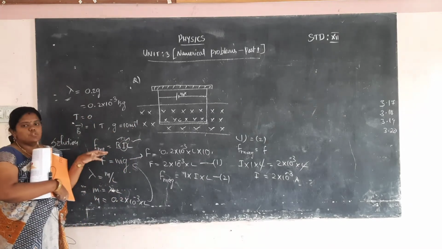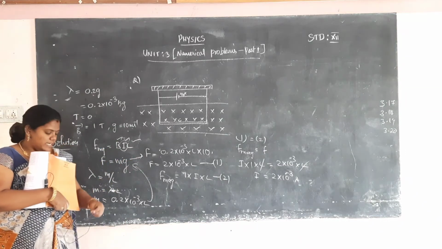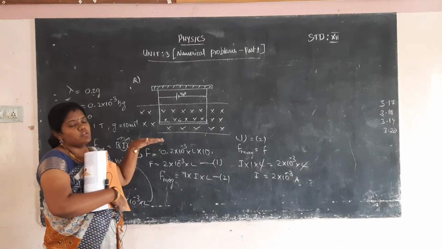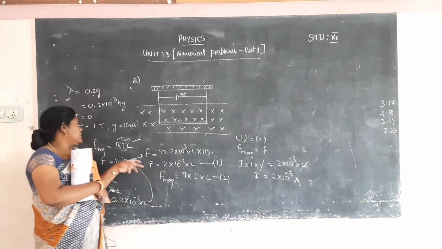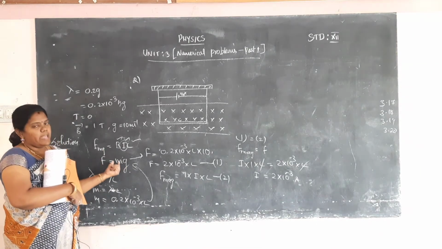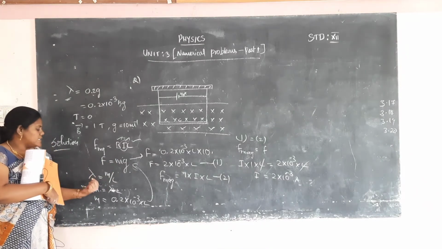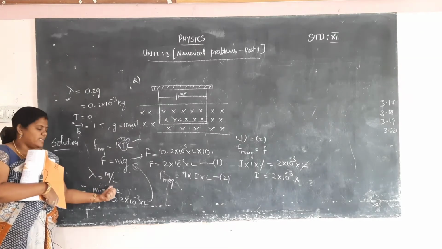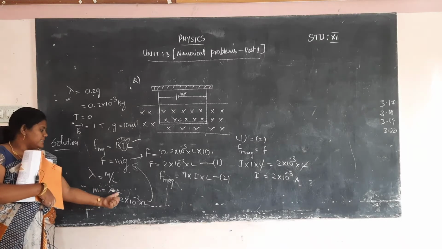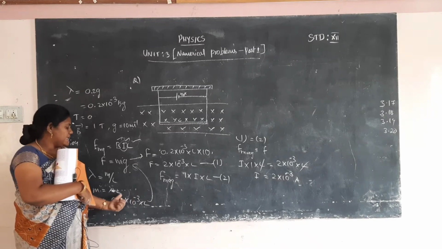Now how to solve this problem? In this problem two forces will be acting. The conductor is suspended from the rigid support, so a downward gravitational force will be acting. The gravitational force is F is equal to m into g. We want to calculate m. So m will be calculated from the linear mass density. Linear mass density lambda is equal to mass per unit length. So mass is equal to lambda into length L. So m is equal to 0.2 into 10 power minus 3 into L.